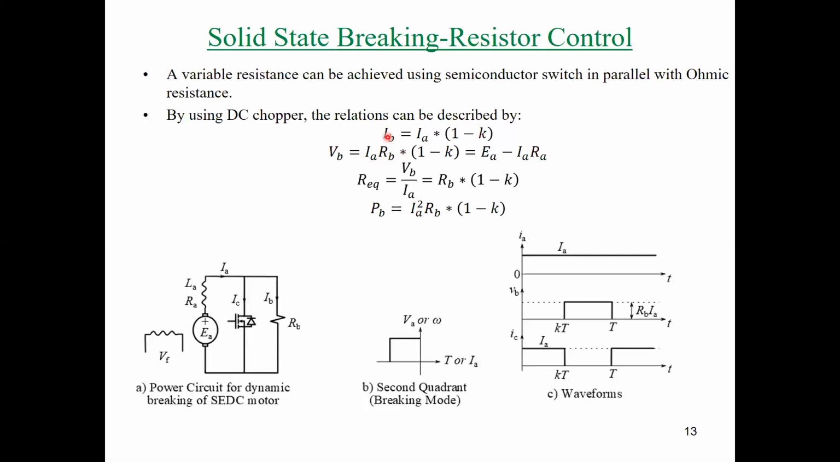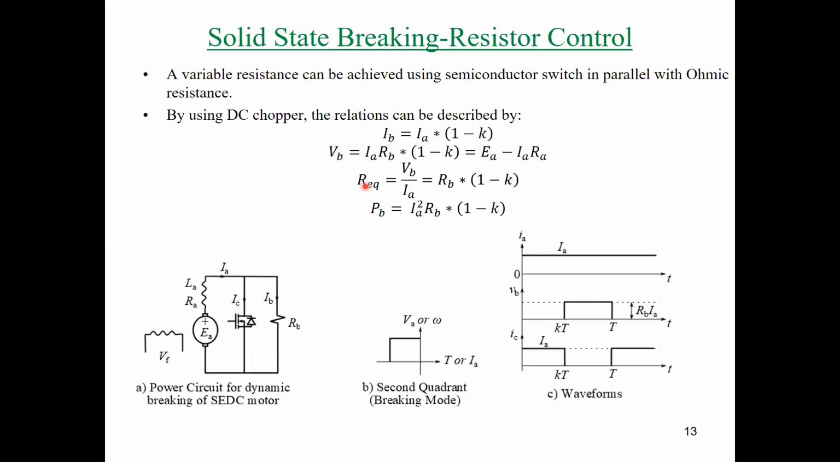So if we need, for example, VB equal to IB RB, so the braking voltage here equals IA multiplied by RB multiplied by 1 minus K. We just substituted VB equal to IB RB, where IB equals IA multiplied by 1 minus K. So IA RB multiplied by 1 minus K, which is EA minus IA RA.